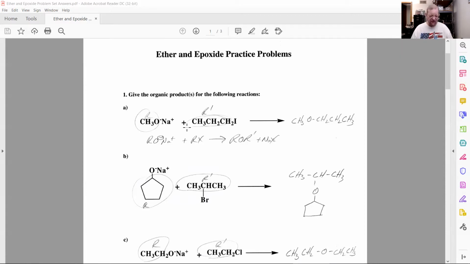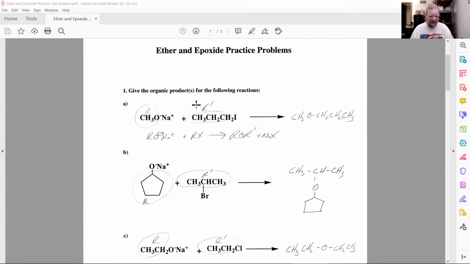First one, give the organic product or products for the following. If we look at B, what's different? Remember, look at a molecule and look for what's different. What's not carbon, what's not hydrogen, and what's not a carbon-carbon single bond should get your attention like this.